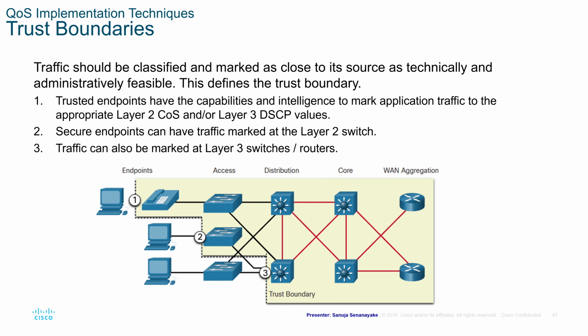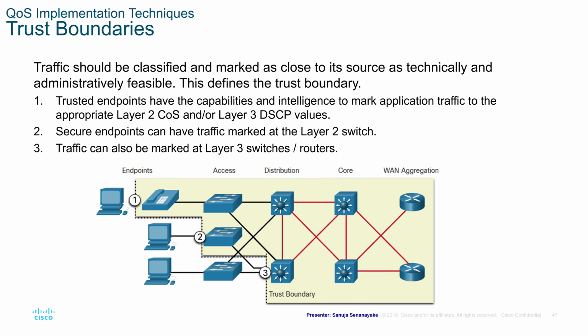Next, we're going to look at the trust boundaries. Traffic should be classified and marked as close to its source as technically and administratively feasible. This defines what we call the trust boundary. So that is an important concept and you should remember that. When you are classifying traffic for QoS purposes, it should always be classified and marked as close to its source as technically and administratively feasible, because that's where we're going to put the trust boundary.